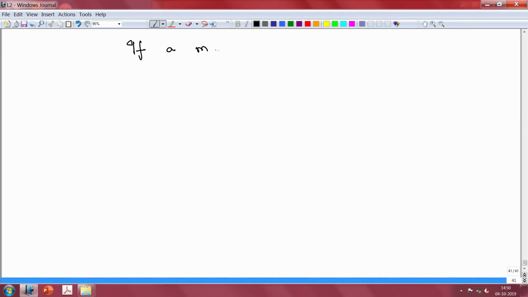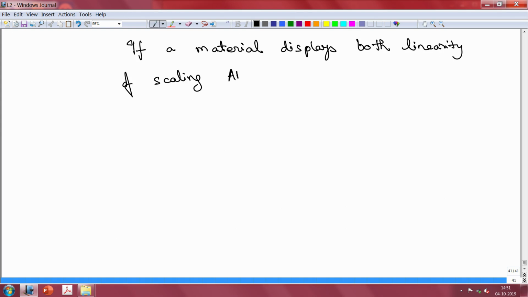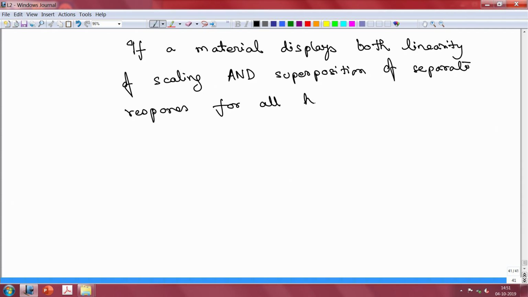So, now we will say that if a material displays both linearity of scaling and superposition of separate responses for all histories, then the response is said to be linear.